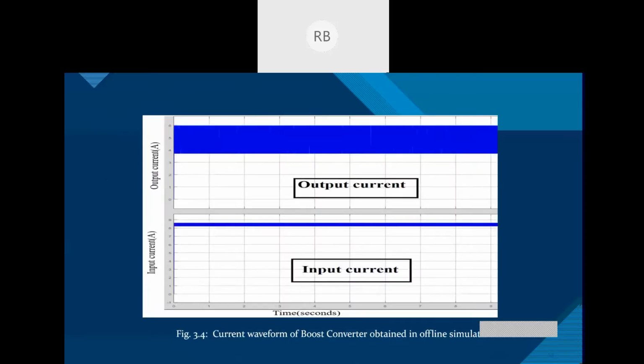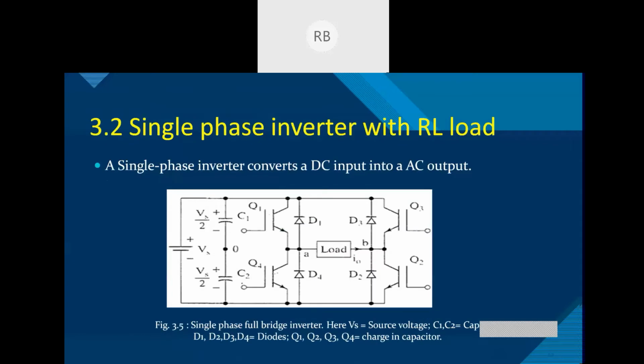The input current is nearly 8.5 and the output current is approximately 5.8, with an output current ripple of 5% of the input current. Similarly, the voltage ripple is taken as 5% of the input voltage. The next slide is about the inverter, which will be explained by Konkan.